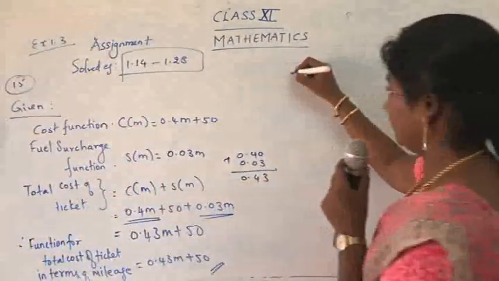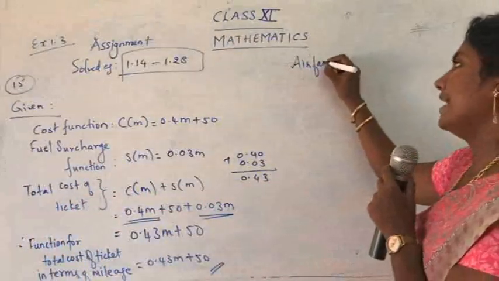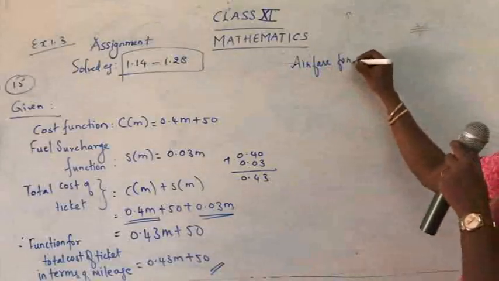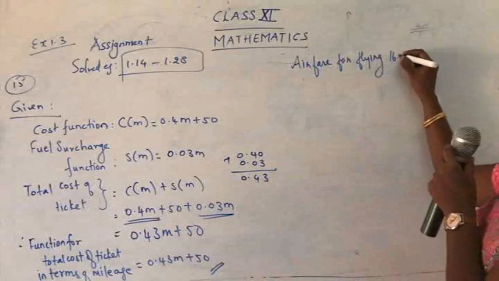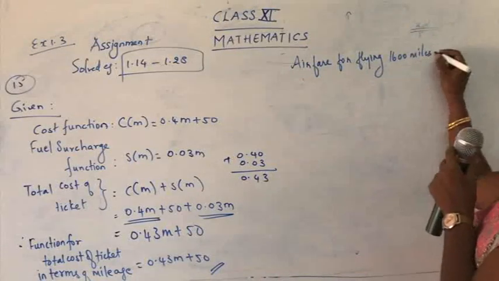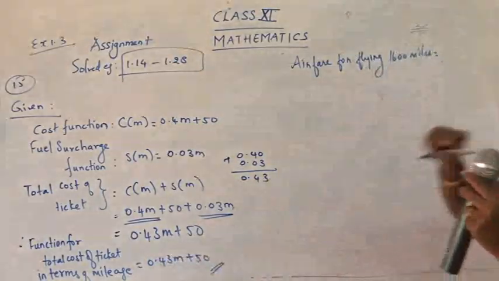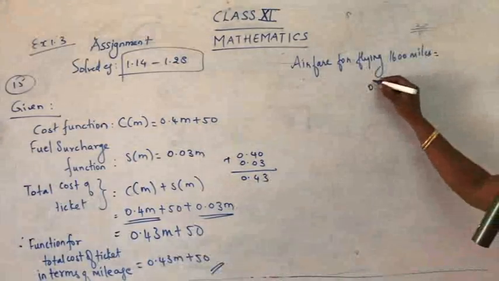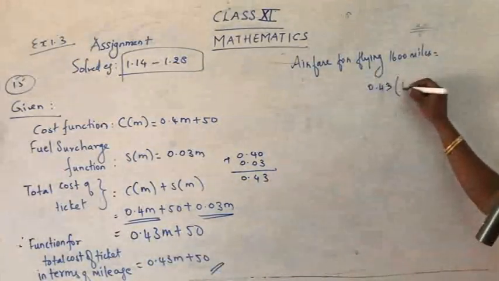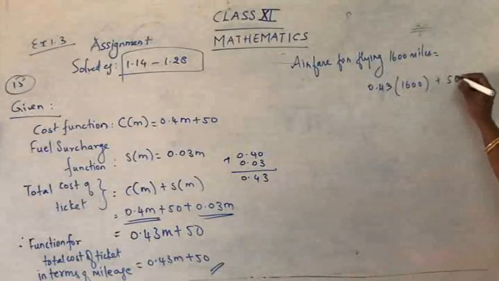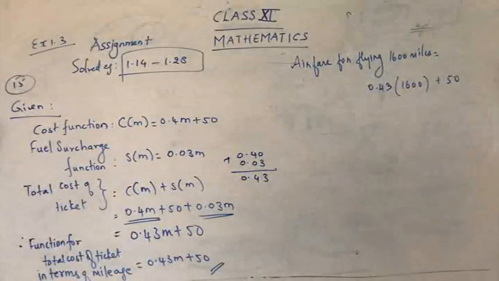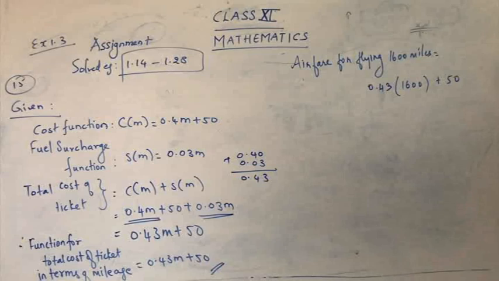Airfare, that is air ticket. Fare means ticket. Airfare for flying 1600 miles is equal to, substitute the value. I told you mileage is represented as M. So substitute the value over there: it is equal to 0.43 into 1600 plus 50. Just substitute the value for the miles, that is 1600 miles. So we are going to find out the airfare for flying 1600 miles.